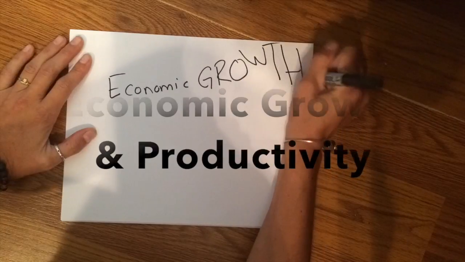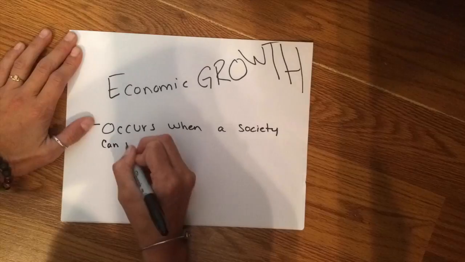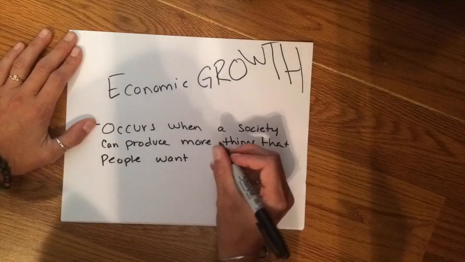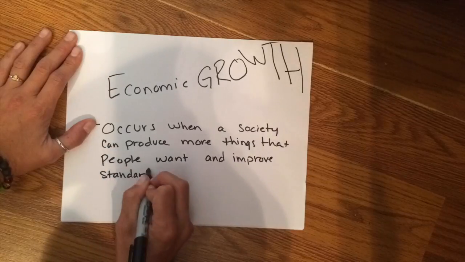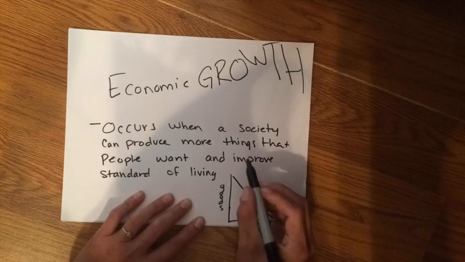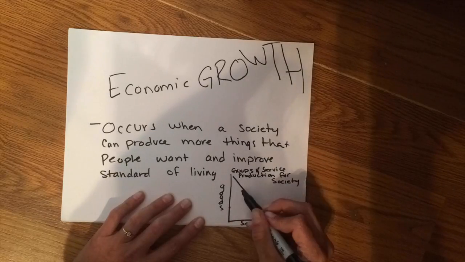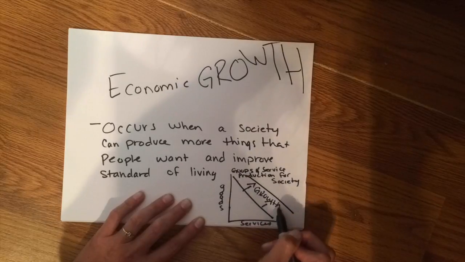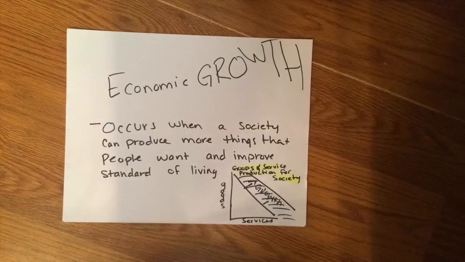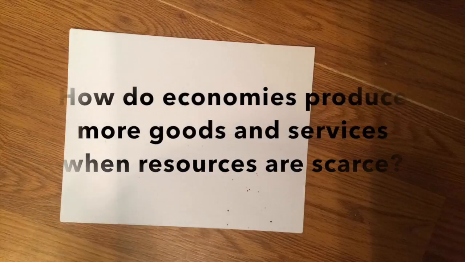All right, guys, we're going to be taking a look today at economic growth. This is what occurs when a society can produce more goods and services that its people want, and at the same time it improves the standard of living in that society. So basically, it's the idea of goods and services they were able to produce on the line if they were efficient, and now they found a way to grow and shift to the right to produce more. So we're going to be taking a look at what you can do to shift to the right and cause economic growth.